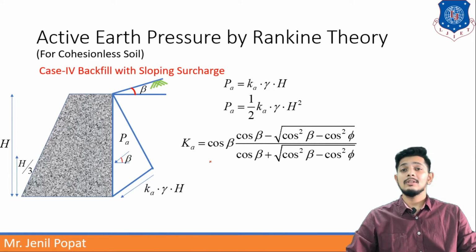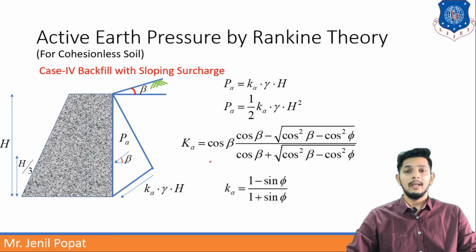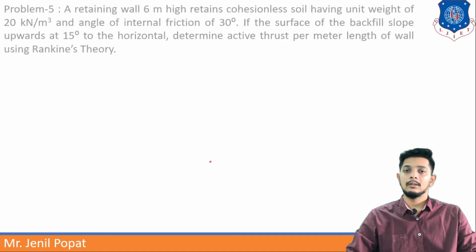Here, if the surcharge angle beta is given as 0, it is the normal case with a surcharge which is not inclined. So we can take K as 1 minus sin phi upon 1 plus sin phi, as regularly we have used. Let us go to the numerical.